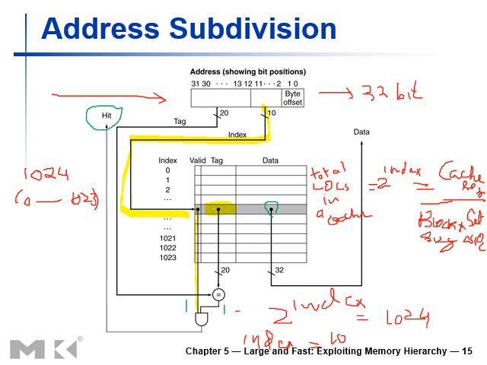Okay, so this is the way we identify a block in a cache memory. We identify hits and misses, and we move the data from the processor towards the cache memory, or towards the RAM.